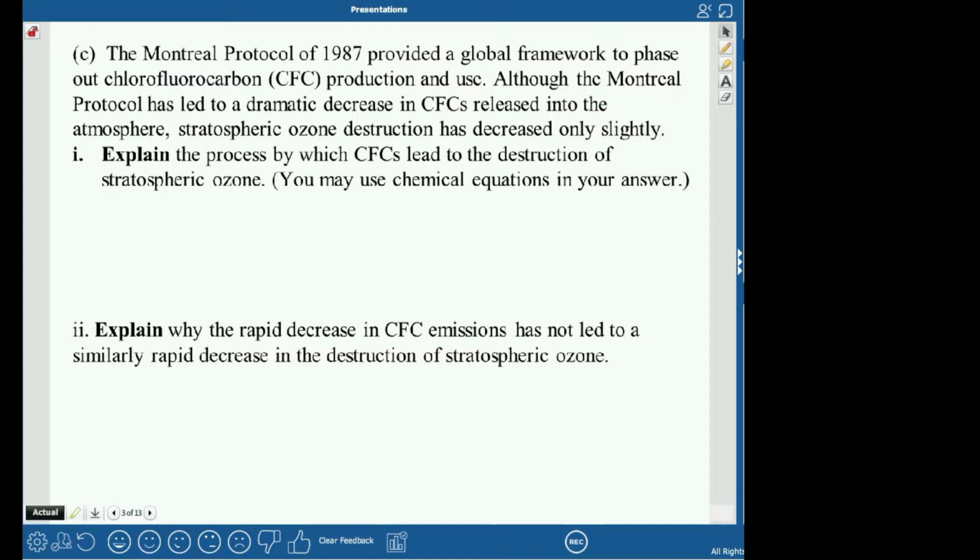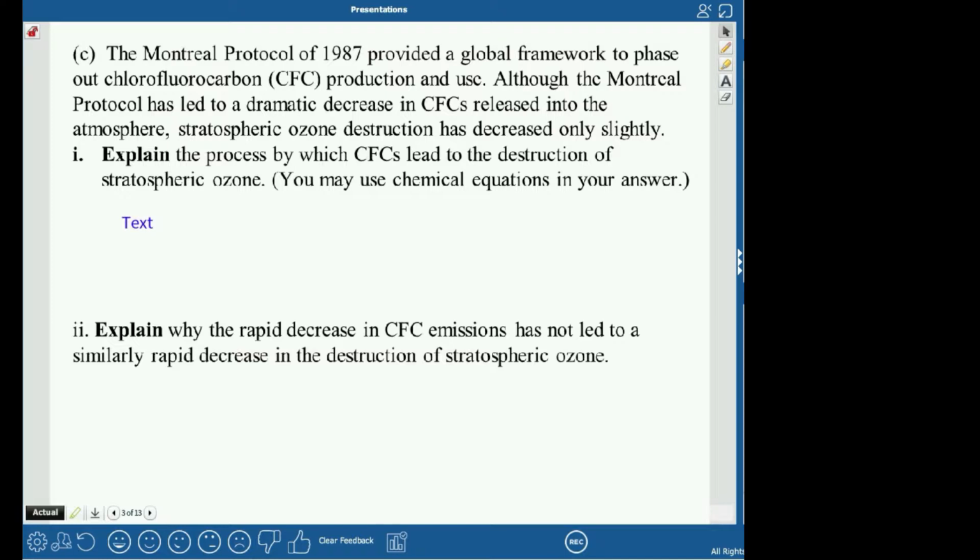So in this one, now they're talking about CFCs. They say the Montreal Protocol of 1987 provided a global framework to phase out chlorofluorocarbon production and use. Although the Montreal Protocol has led to a dramatic decrease in CFCs released in the atmosphere, stratospheric ozone destruction has decreased only slightly. And then they want you to explain the process by which CFCs lead to the destruction of stratospheric ozone. And this is where we're going to talk about why losing CFCs has still not led to a rapid decrease in the destruction of stratospheric ozone, which is something that a lot of folks don't realize.